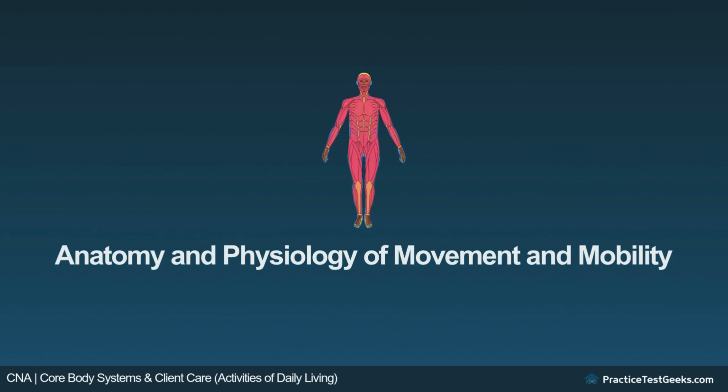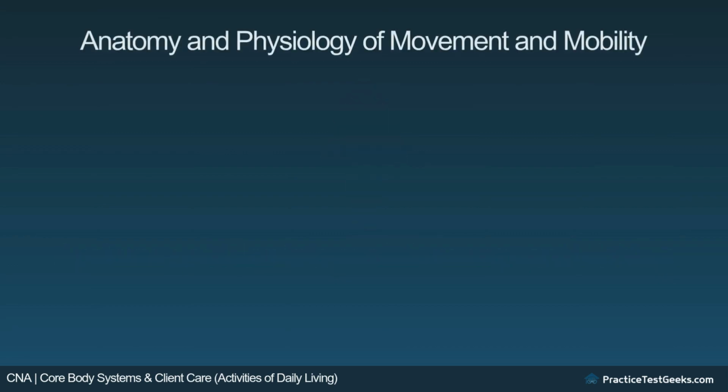Anatomy and physiology of movement and mobility. Understanding the body's systems involved in movement is crucial for assisting with ambulation. The musculoskeletal system, nervous system, and circulatory system all work together to enable coordinated movement and balance. Key systems involved in mobility.